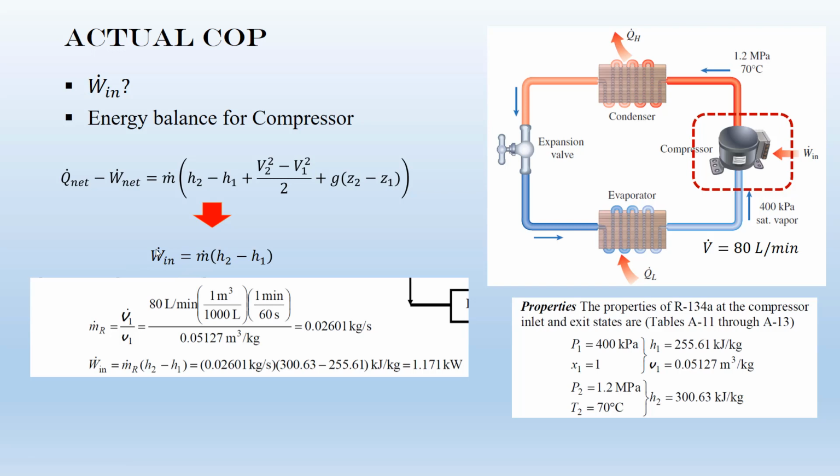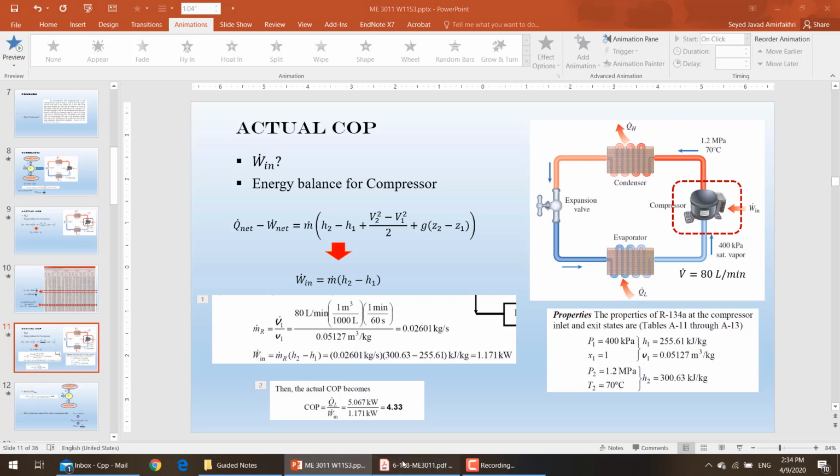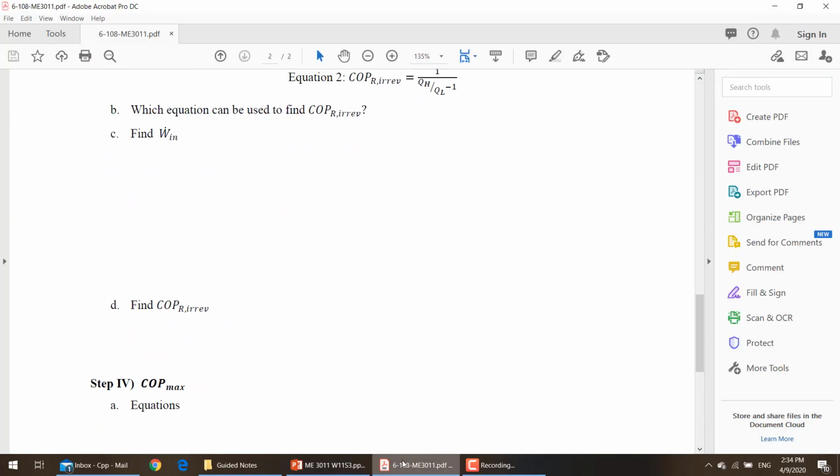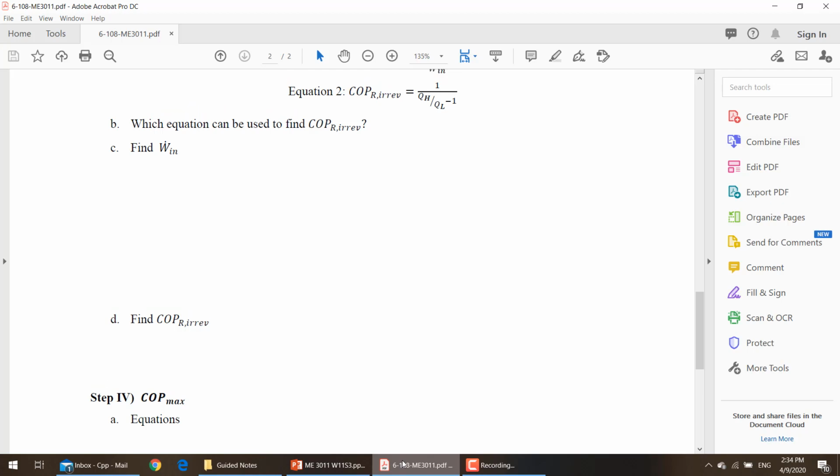Now you have W dot in, and then you can simply find the COP. If you substitute into the equation for the COP, Q dot L over W dot in, the COP will be 4.33. So this is the first part, part one, where you just determine the COP.